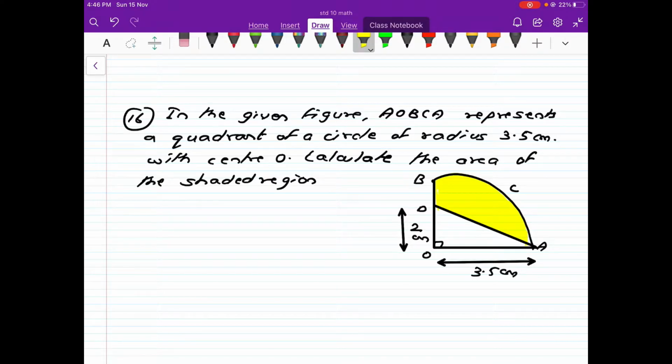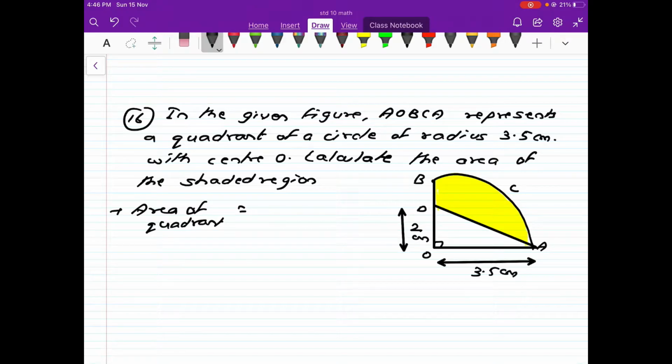quadrant of a circle with center O. We have to calculate the area of the shaded region. Now from that we have to subtract the area of triangle AOD. So first we will find the area of the quadrant. The area of the quadrant is given by pi r square by 4.